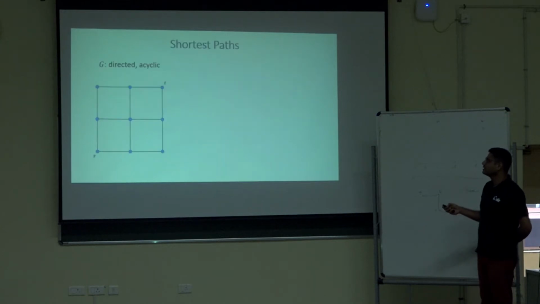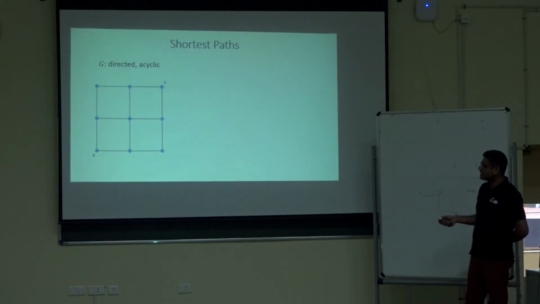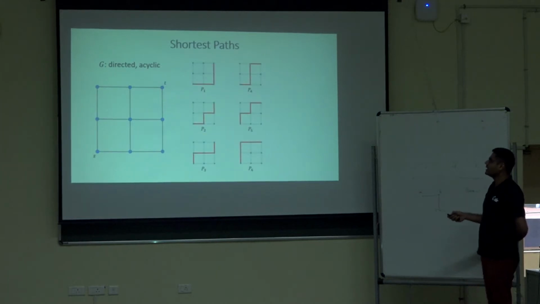So let's start. You have a directed acyclic graph, and two special vertices S and T. In this particular example, all the edges are directed from left to right or from down to up. So there are 6 possible paths in this graph, and you want to find the shortest path.